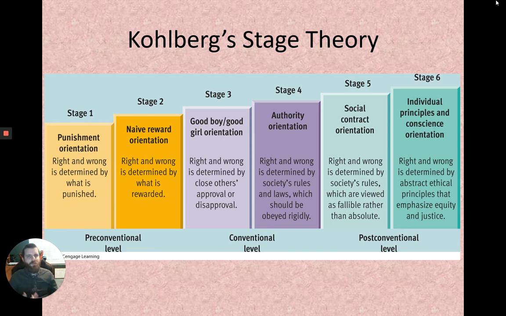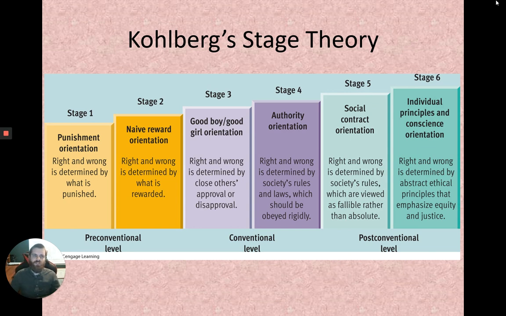And if you think about it, what will probably end up being on your mind is how you were punished and how you were rewarded. And this is the first level, pre-conventional level. So right and wrong is literally determined by punishments and rewards. So what gets punished and then what gets rewarded, that makes up stages 1 and stage 2.